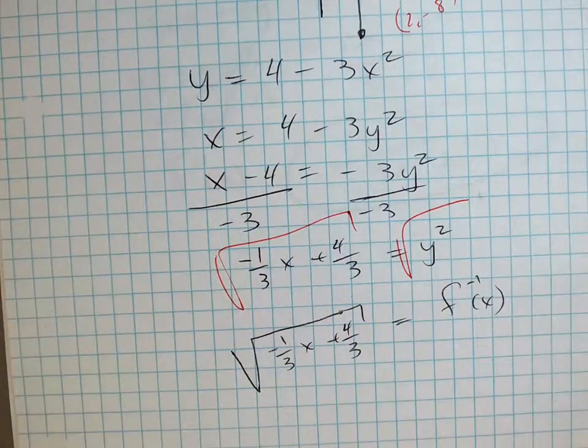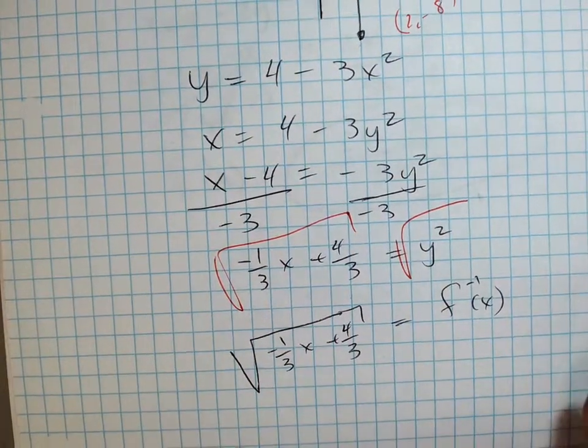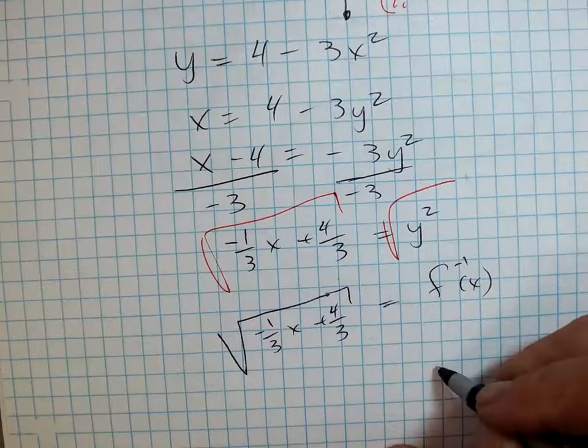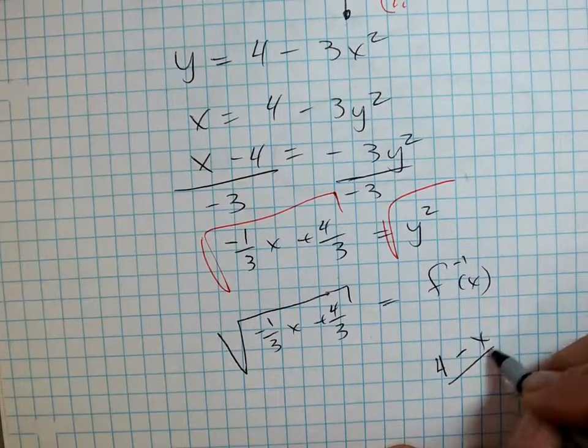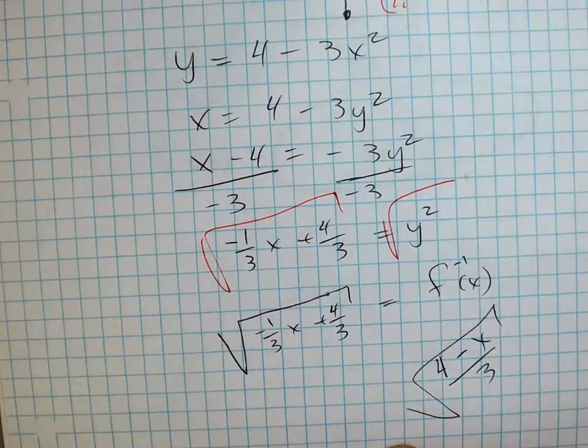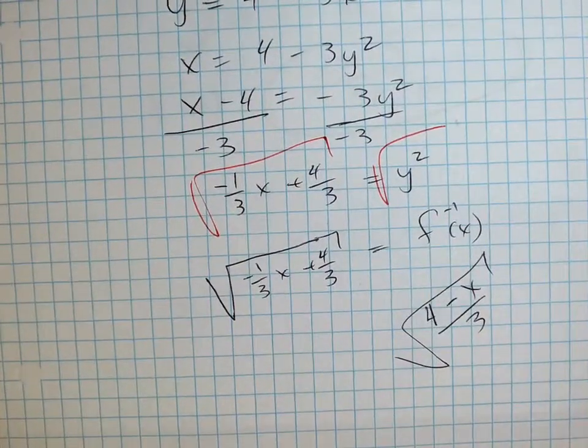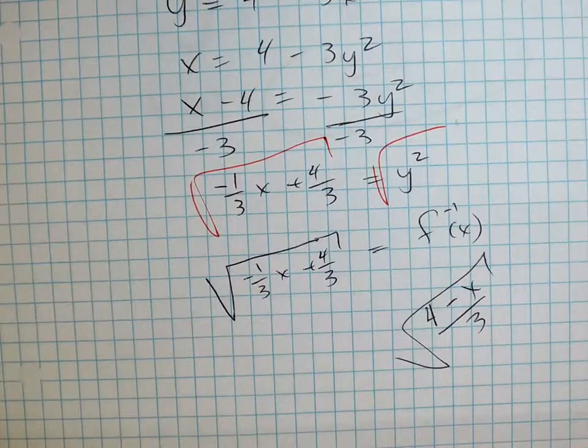I probably would have written it a little differently. I probably would have written this as 4 minus x over 3. I like that answer better, but this will work. Okay, thumbs up.